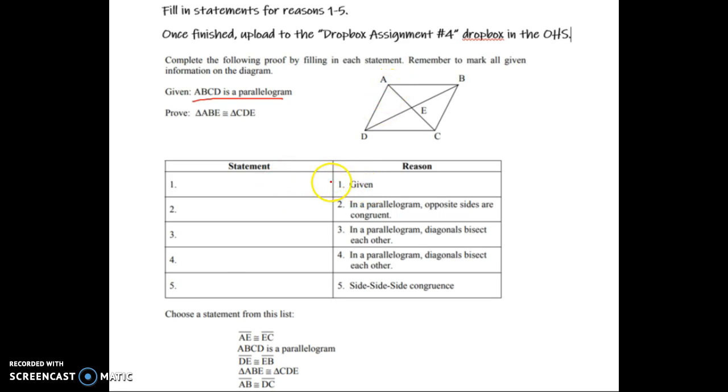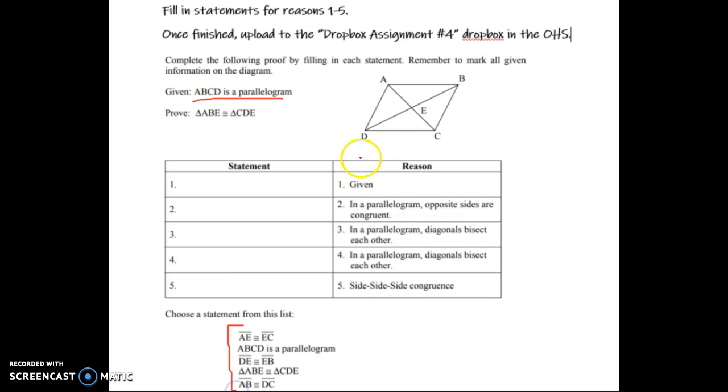So the first reason they give us is given. I'm not going to give you the answers directly here, but there's only one statement that's given, so keep that in mind. So you would go ahead and write whatever statement was given there as your statement. Your options are down here.